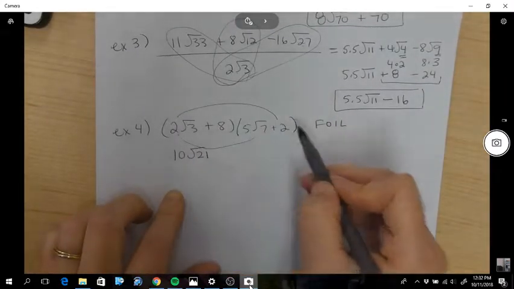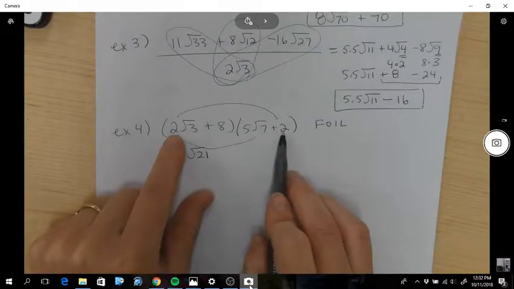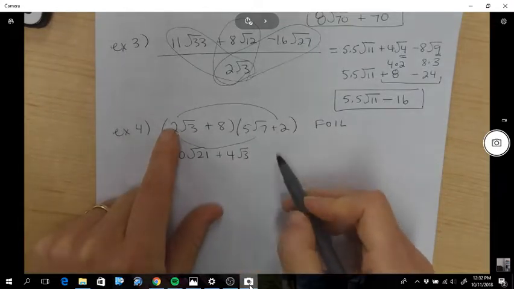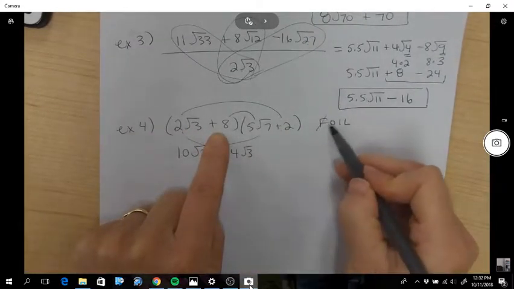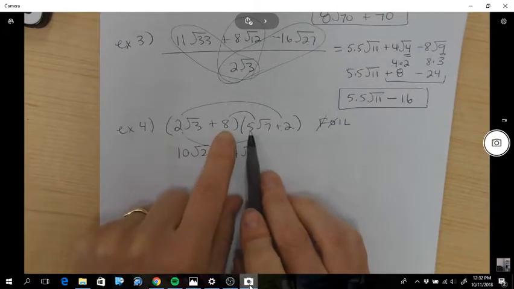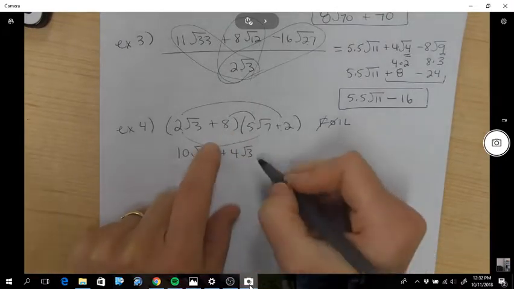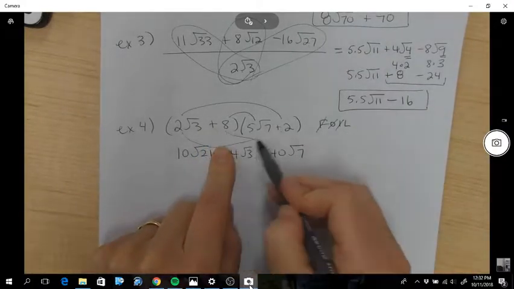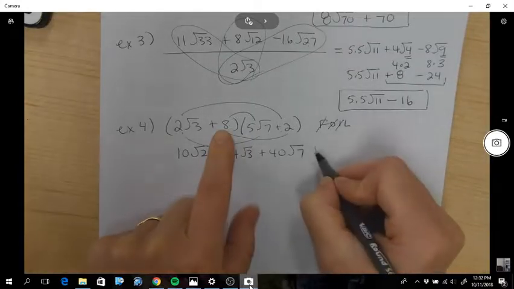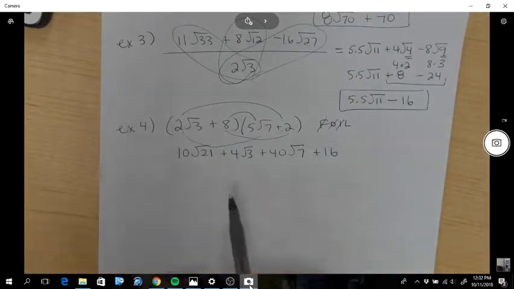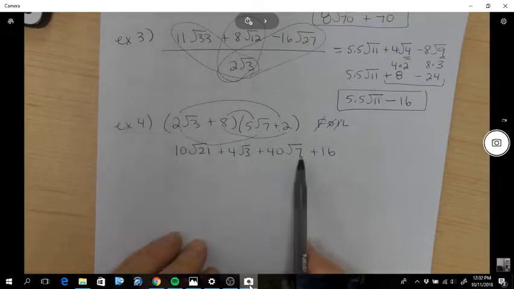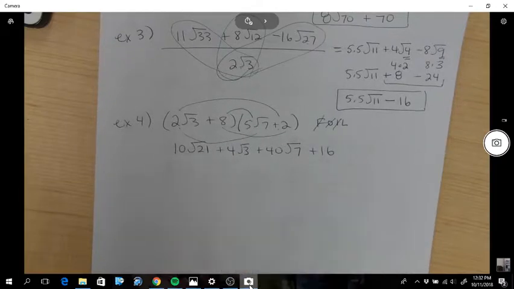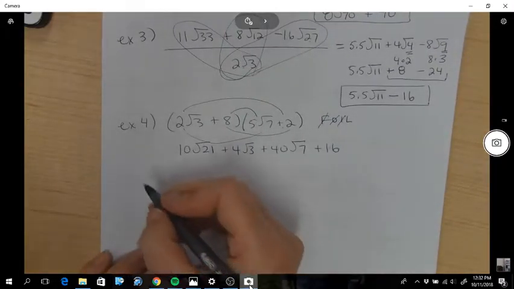Outsides. So the outsides, coefficient 4, root 3. Insides, we have coefficients of 40, roots of 7. And the last, we have plus 16. Okay, now we just check, is there any roots that we can break down further? Is there any similar roots or coefficients or constants to put together? And there is not.